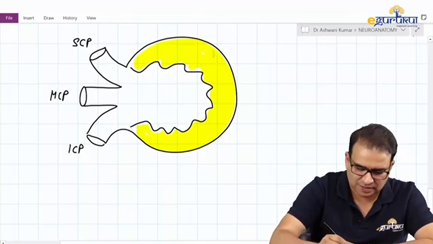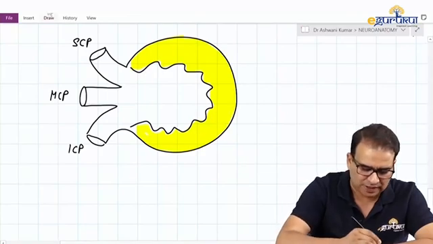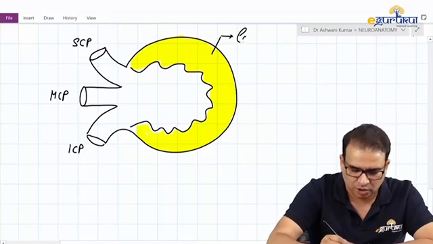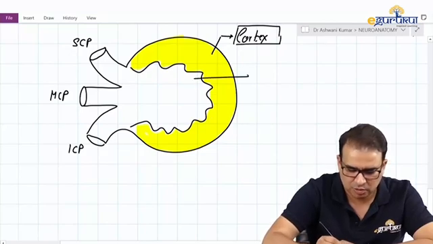So what I've highlighted here is the peripherally placed gray matter. Just like cerebrum, even cerebellum is having a gray matter on its periphery. So cerebellar cortex, gray matter, that is the cerebellar cortex. This is the first thing we'll be discussing. After cerebellar cortex, we'll be talking about this white matter.